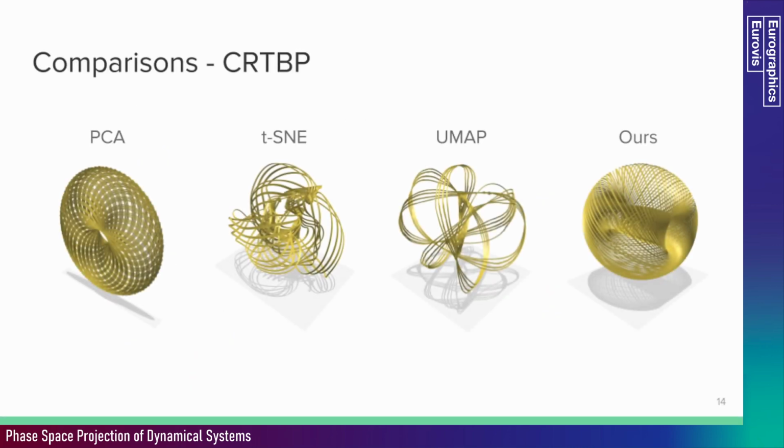Next, we compare our results to other dimensionality reduction techniques. With principal component analysis, the projection is largely dominated by the increased values of the velocity subspace, hence the disk-like appearance. Both TSNE and UMAP produce interesting visualizations, but sometimes have unexpected discontinuities along the curve. Our method is shown for comparison.